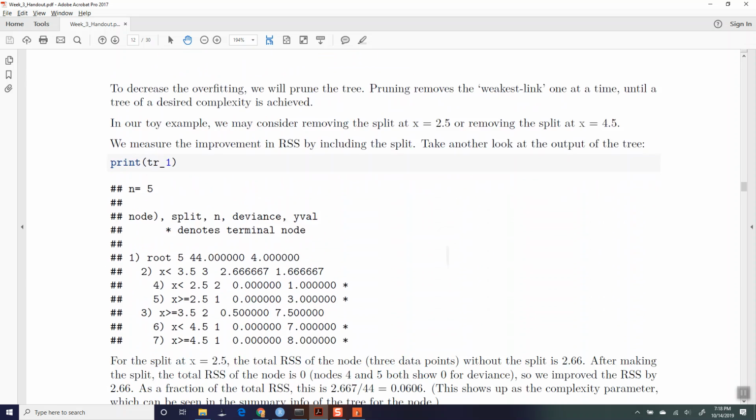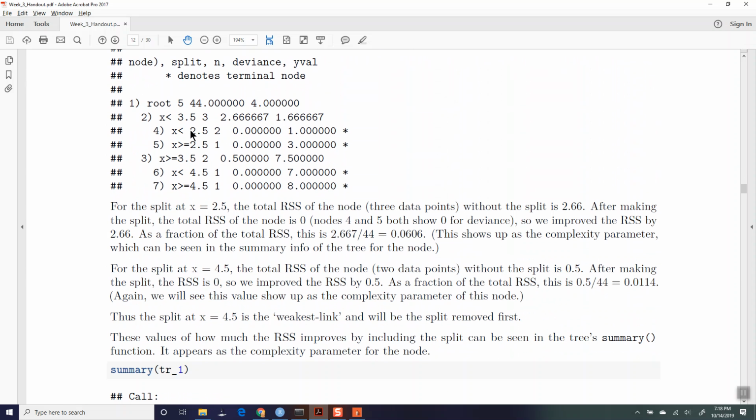And that's what we have here. Values less than 2.5, there are 2 observations and there's no deviation. And then values greater than 2.5, there's 1 observation and there's no deviation. Similarly, for the other one, greater than 3.5 but less than 4.5, there's 1 observation, and greater than 4.5, there's 1 observation, and there's no deviation there. So if we look at this, how much improvement did we get? By including this split, the RSS went from 2.66 down to, I add these 2 together, 0.